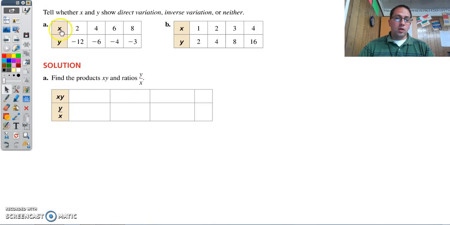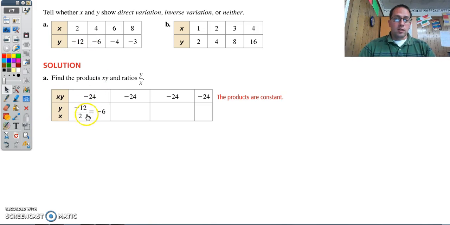Okay, so we're going to take table A here, and we're going to plug in x times y. 2 times negative 12 is negative 24. Then we plug in x times y again. Negative 24, negative 24, negative 24. 4 times negative 6, 6 times negative 4, 8 times negative 3, all equal negative 24. So that's cool. The products are the same.